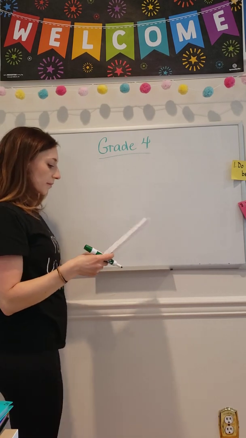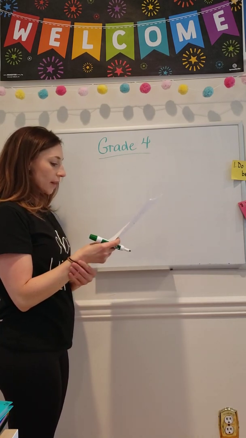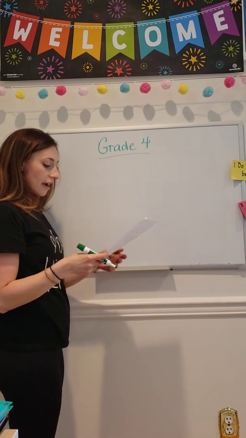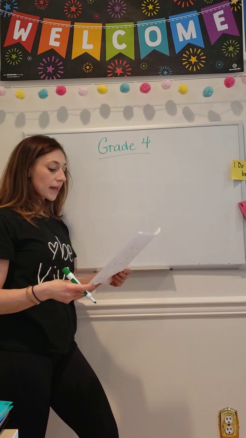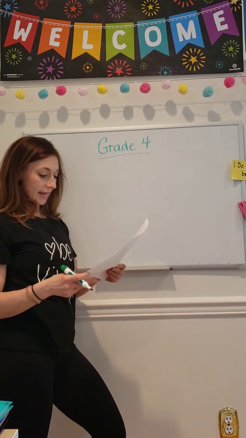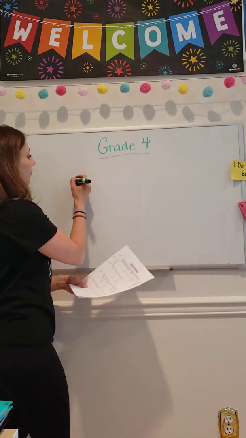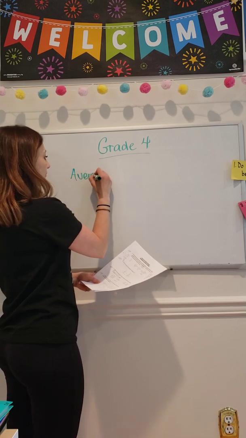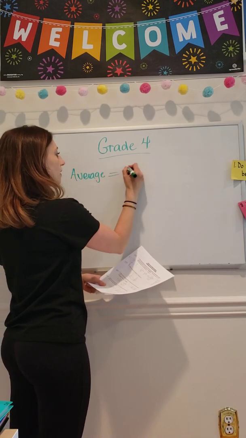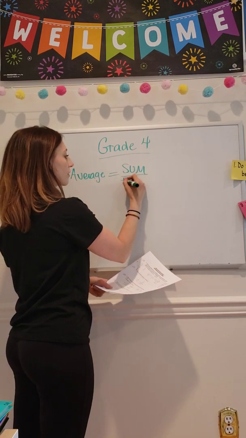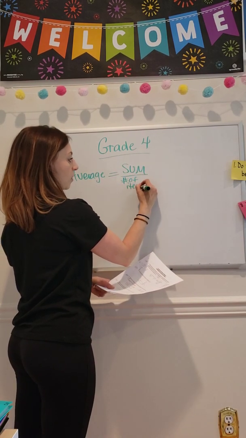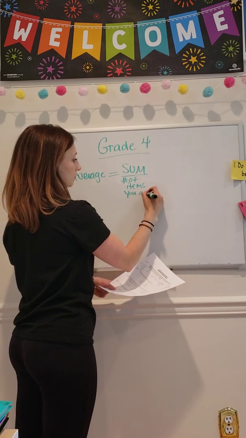Number 4, it says Mario's average on his first 5 spelling tests was 78. His average on his next 2 spelling tests was 99. His average on all 7 spelling tests is blank. So here's what we know. To find an average is going to be the sum of all the things you're adding up divided by the number of items that you added up.